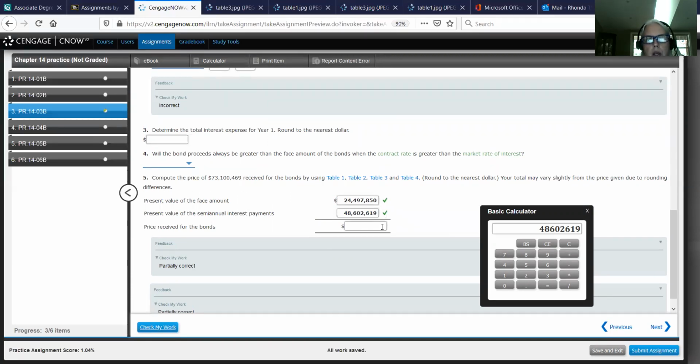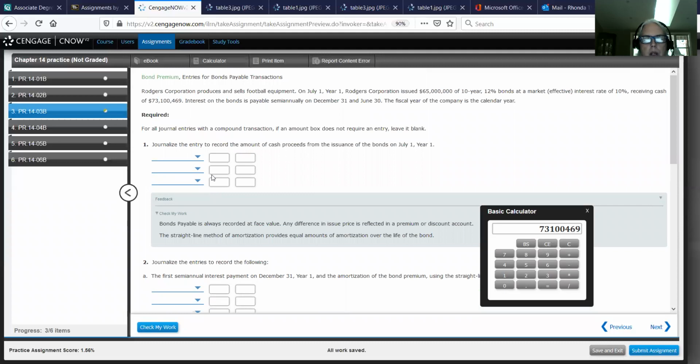Then the price that you receive for these bonds is the combination of the present value of the face amount plus the present value of the semi-annual interest payments. So 73,100,469 is the amount of the price that you would receive for those bonds. Notice this amount is equal to the cash amount that they received for the bond issue. So you have a way of checking to make sure that you've got the price received in there right. These two parts combined together are the price that you will receive for the bonds.